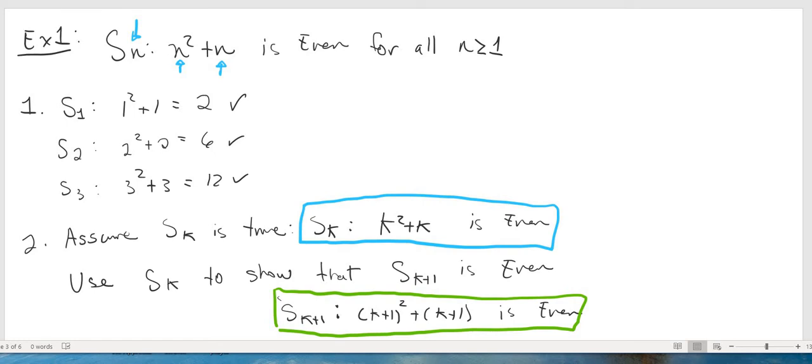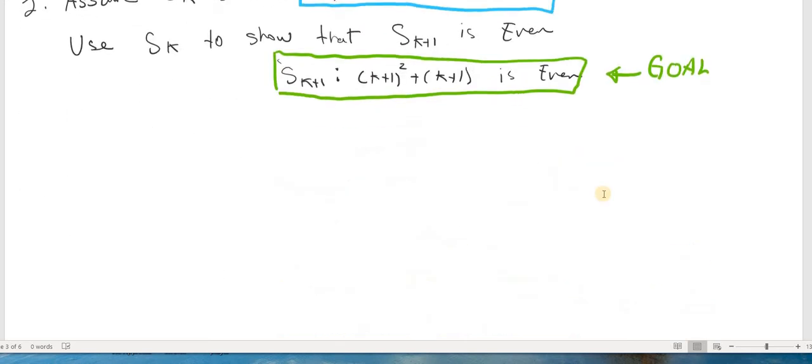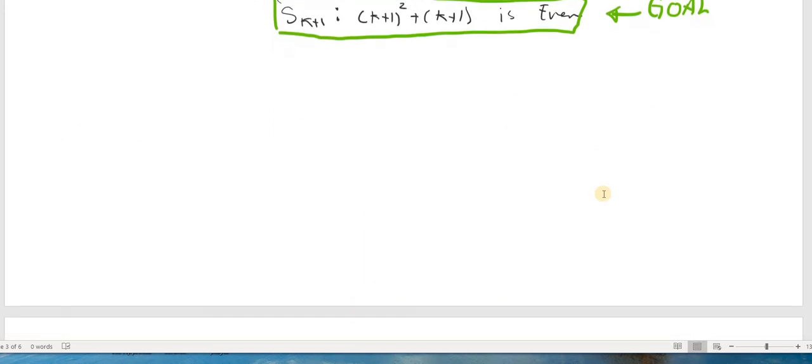Okay, so in other words, this Sk plus 1, this is the goal. Once we get this part, we're done. So if you want, I'll call it our goal. There we go. All right. Now let's make more room here. Okay, so now let's do some algebra.